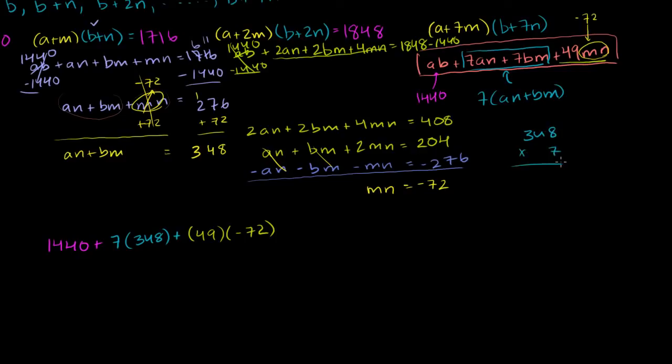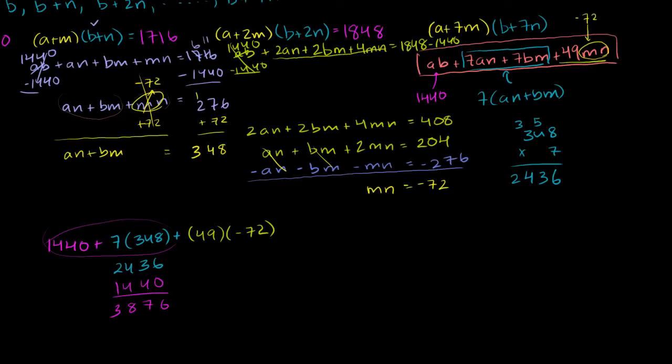7 times 348. 8 times 7 is 56. 4 times 7 is 28, plus 5 is 33. 3 times 7 is 21, plus 3 is 24. So this is 2,436. Did I do that right? 7 times 8 is 56, 7 times 4 is 28, plus 5 is 33. Yep, that's right. So then we add the 1440 over here. We get 3,876. So that's this whole part over here.